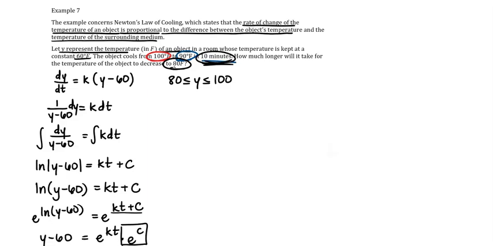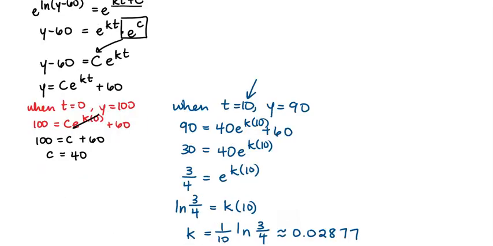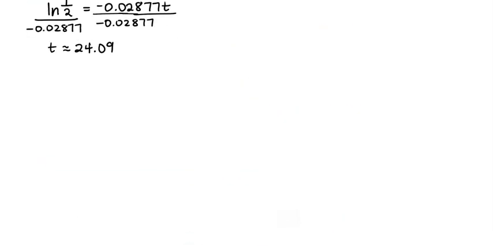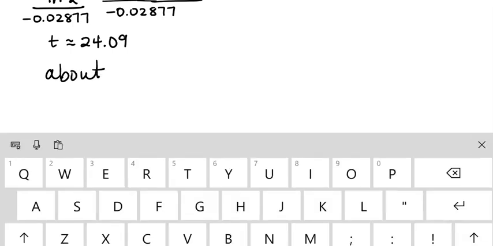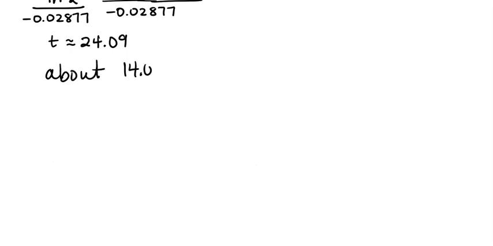If t is about 24.09, remember that already we had 10 minutes pass. 10 minutes had already gone by. So I need to take those 10 minutes away to conclude that it will take about 14.09 more minutes. That's what we were looking for. How many more minutes will it take to cool to 80 degrees?